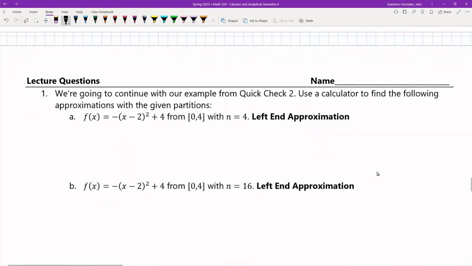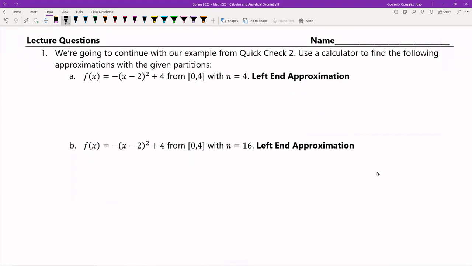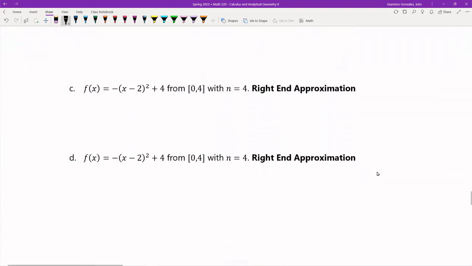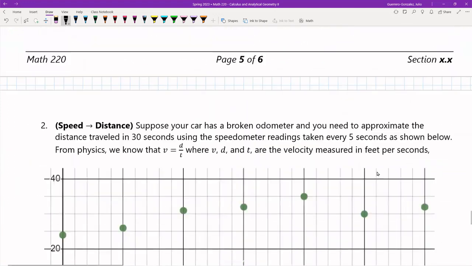Yes, that is it. Lecture questions come up after this. So go ahead, access the notes, and make sure you complete all the lecture questions. This one has 2 pages' worth, so make sure you complete all of those.